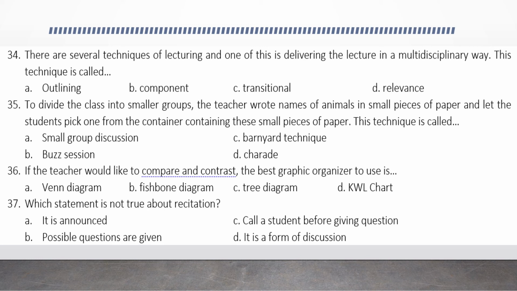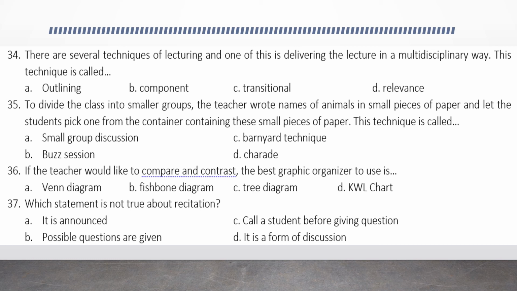36. If the teacher would like to compare and contrast, the best graphic organizer to use is letter A, Venn diagram. The correct answer is Venn diagram. Kasi forma sa Venn diagram, sir, two overlapping circles. Duha ka circle nga nag-abot. Mana siya Venn diagram to be used in comparing and contrasting two concepts.